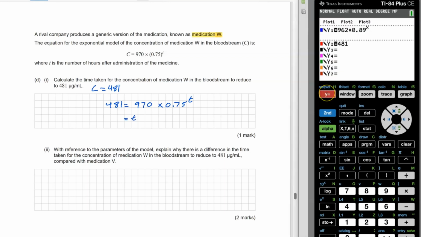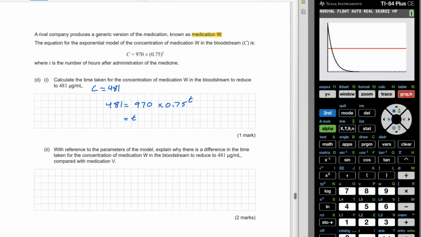So we just have to go back in. We've got a couple there. We could just turn that one off. And then over here, in case we need it again, although I don't think we do, that was 970 times 0.75 to the power of x. And then we graph this one.